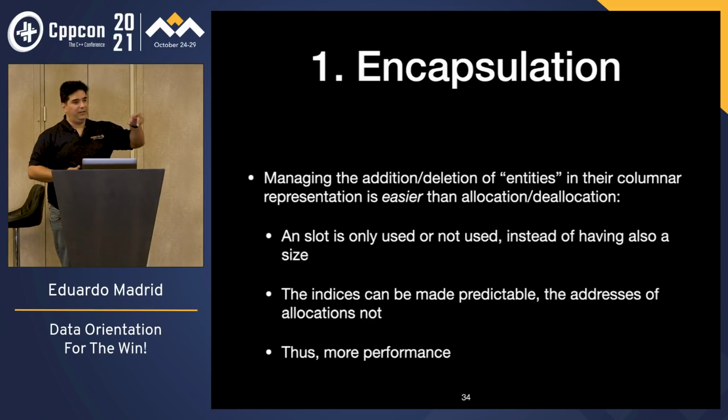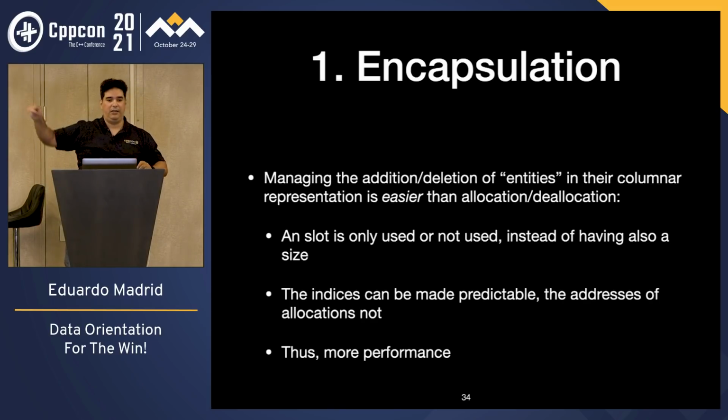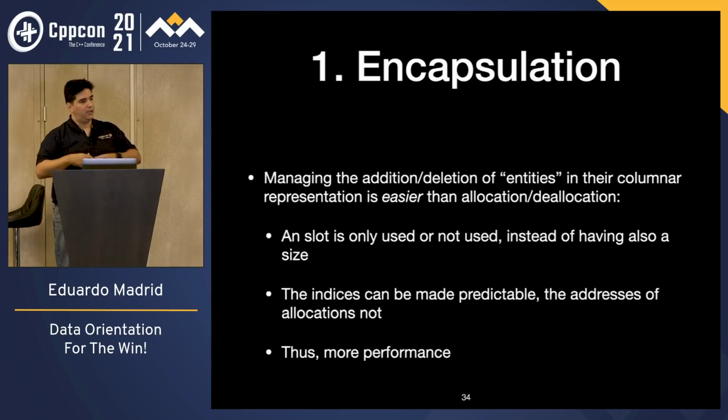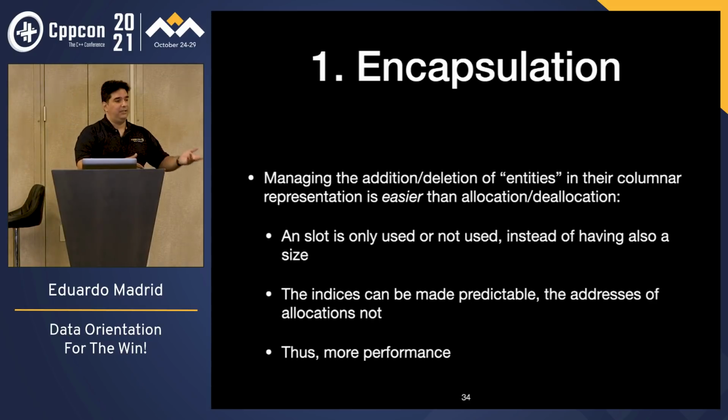Plus, there is a big difference that we're going to refer to at the end of the presentation, which is that with allocations, the addresses of the objects are unpredictable. With using indices, instead, you control the arrays that they refer to, and you can achieve predictability of where the object is going to be allocated, meaning what is the index that it's going to receive. Then you have more performance.